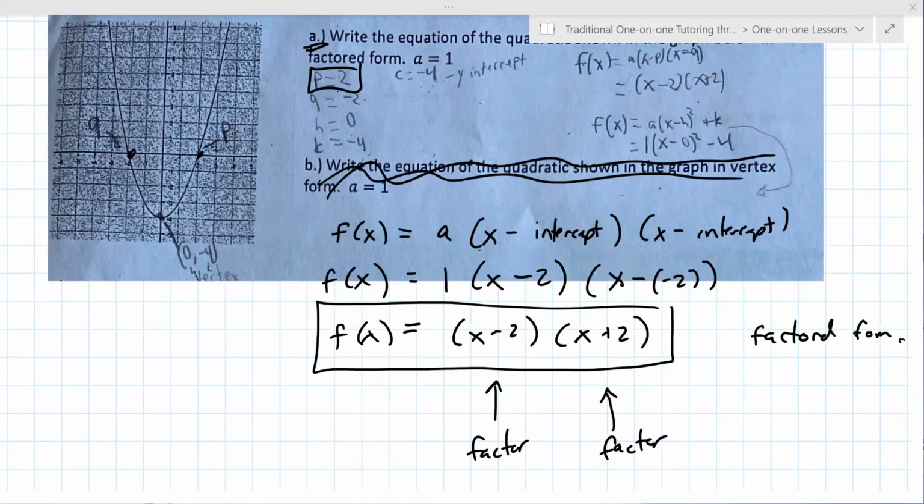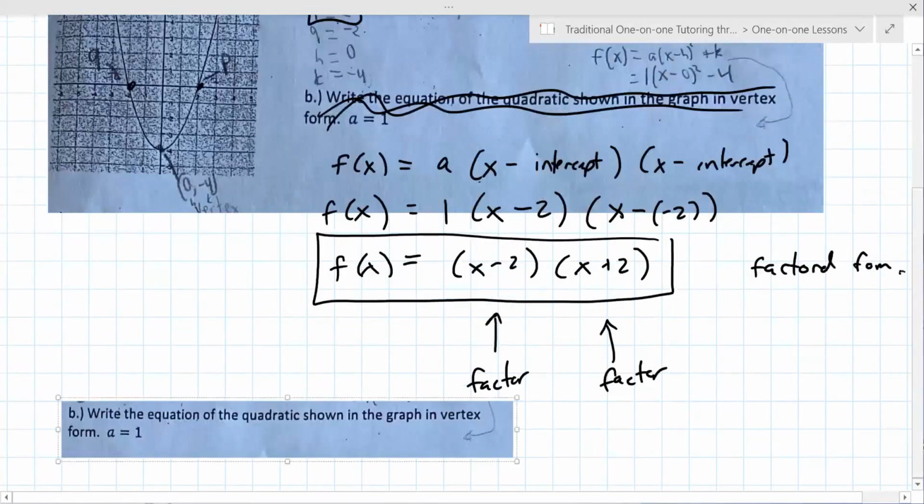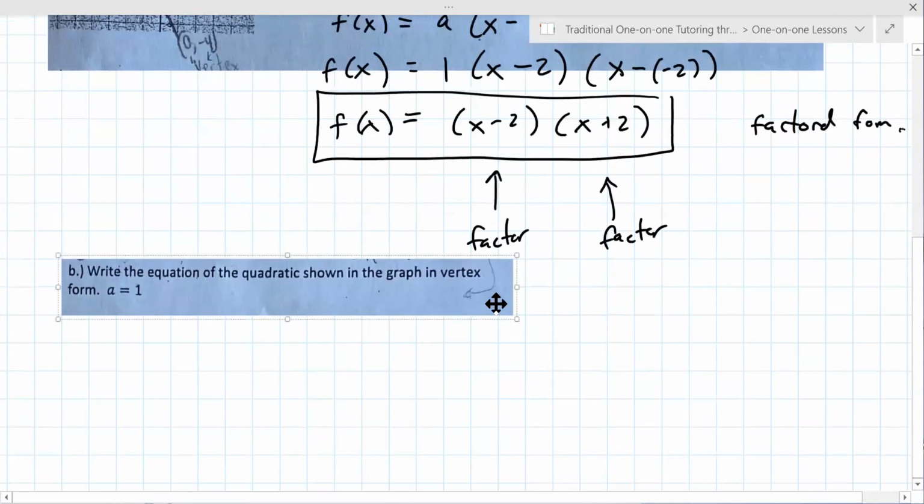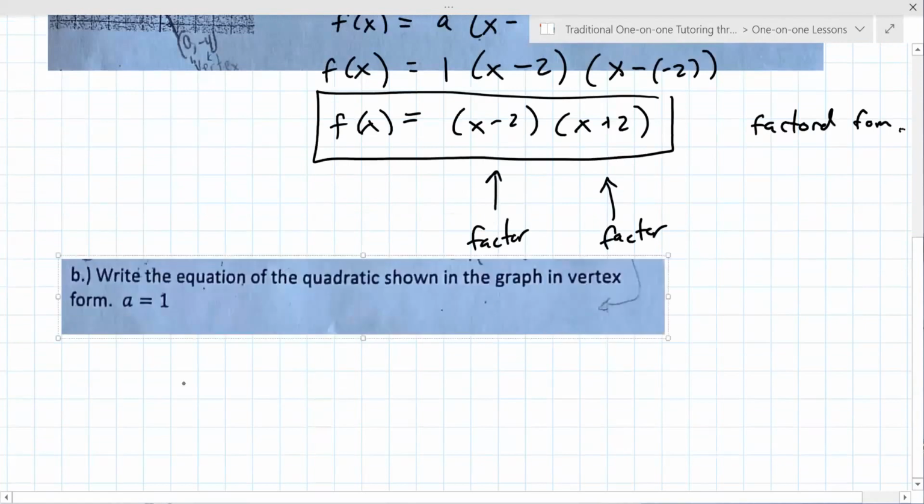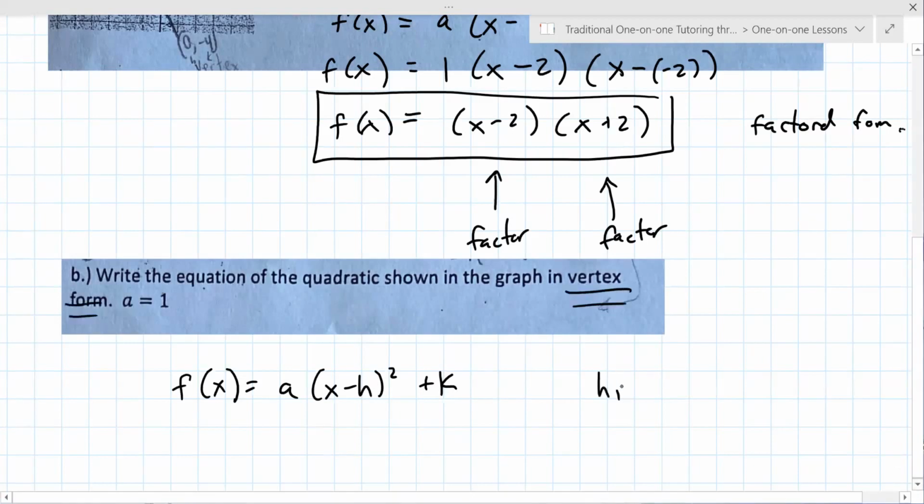So now let's do part B. So I'm going to snip in part B. I know I have it already there. Write the equation of the quadratic function in vertex form. So you need to know vertex form. You've got to be able to roll out of bed and say, vertex form is a times (x minus h) squared plus k. And the vertex, which is at the top or bottom, has the form h comma k.